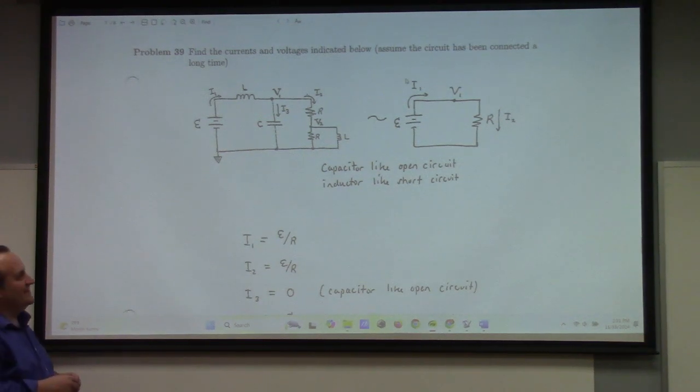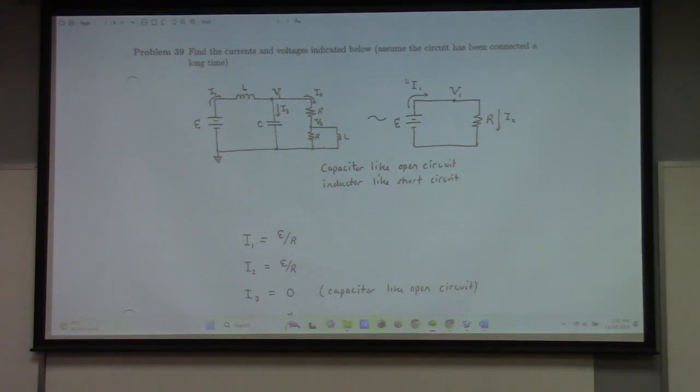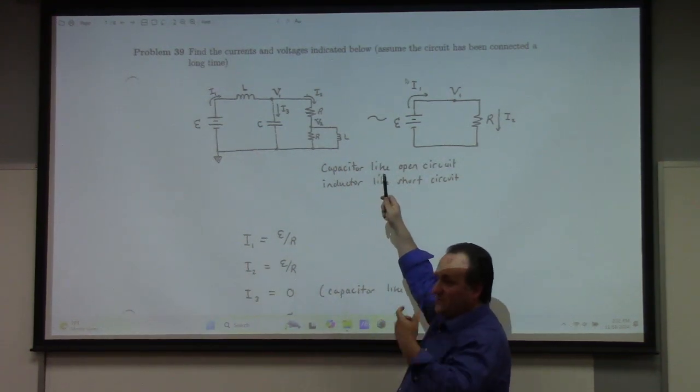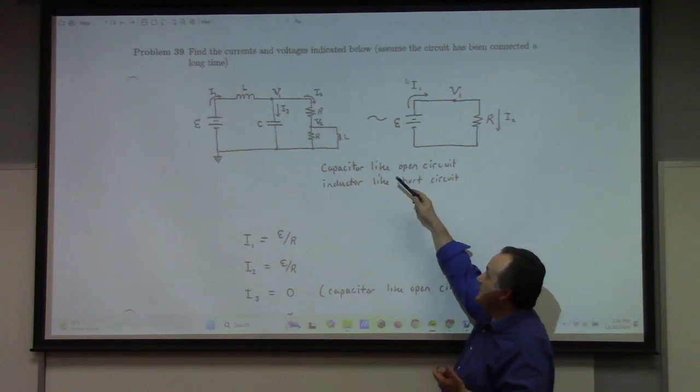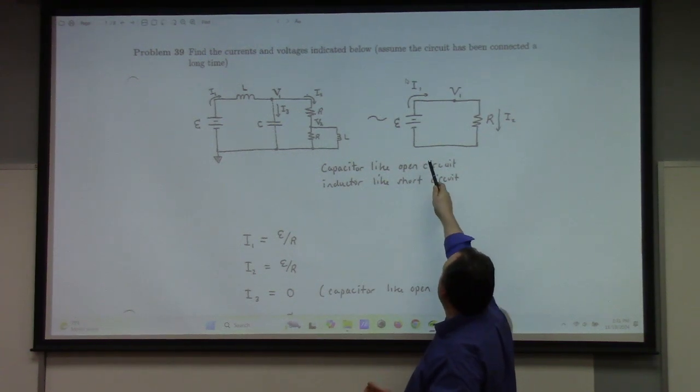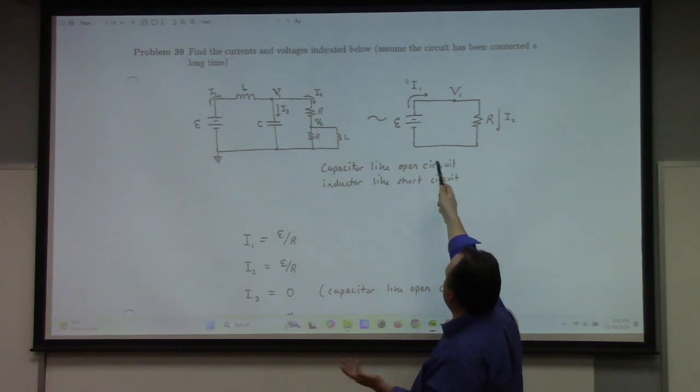Now this one here: find the currents and voltages, assuming the circuit has been connected for a long time. In that case, the capacitor is like an open circuit, right? After a long time, the capacitor is totally charged up and no current flows through there. After a long time, the inductor is like a short circuit, so no voltage is dropped there. So essentially, this is an equivalent circuit.